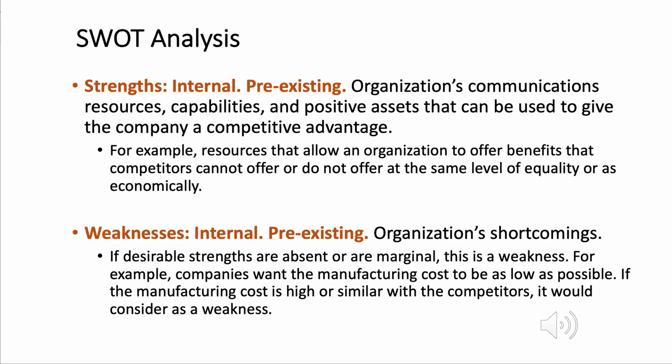For weaknesses, we look for pre-existing internal factors as well, such as the organization's shortcomings. If certain desirable strengths are absent or are marginal, this is also a weakness. For example, companies want manufacturing cost to be as low as possible. If the manufacturing cost is high or similar to other competitors, it can be considered as a weakness.